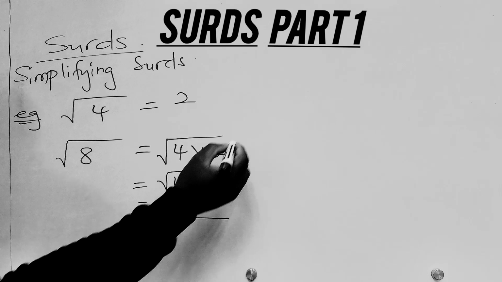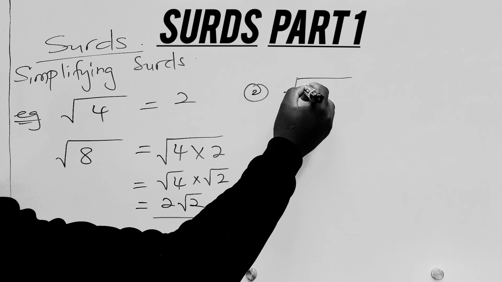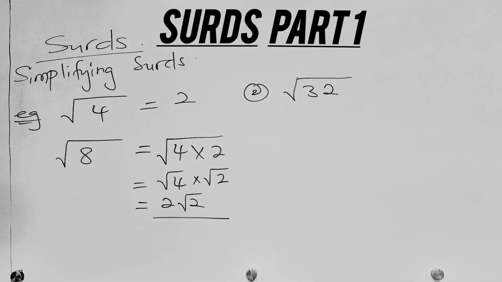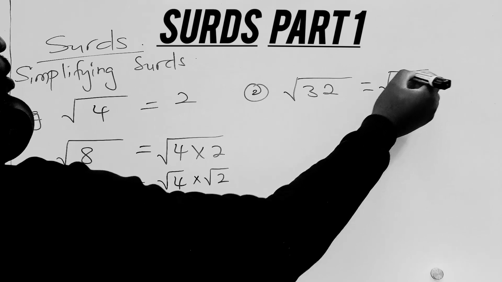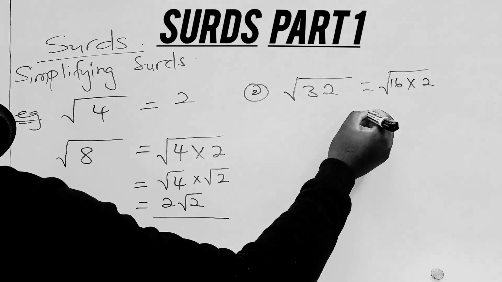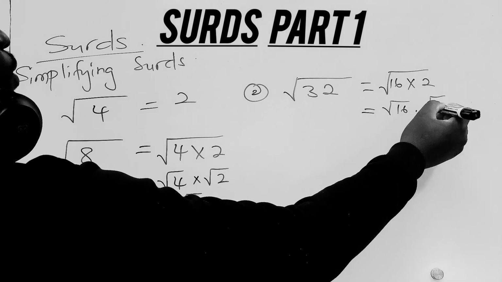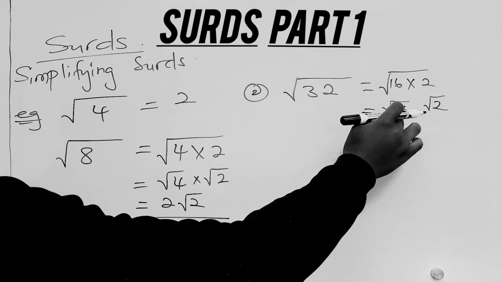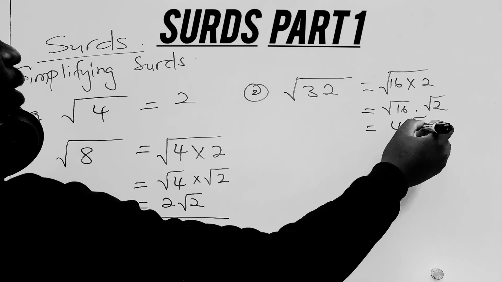Let's have another example. Square root of 32. For 32, we need to find a factor of 32 which is a perfect square. So we have 16 here. So this will be equal to square root of 16 times 2. Then we have root 16 times root 2. So the square root of 16 is equal to 4. So our solution is 4 root 2.